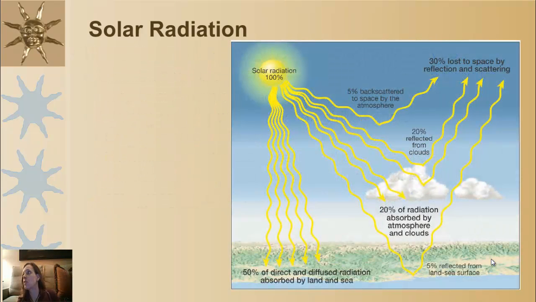So this is an image of solar radiation, and it should look familiar because we saw something similar in the Introduction to Climate lecture. We have 100% of solar radiation coming from the sun, 50% of it is absorbed by the surface of the Earth. 5% is reflected, scattered back out to space. 20% is reflected by clouds. So there are a lot of different paths for solar radiation, a lot of different ways that it is absorbed and reflected back into space.